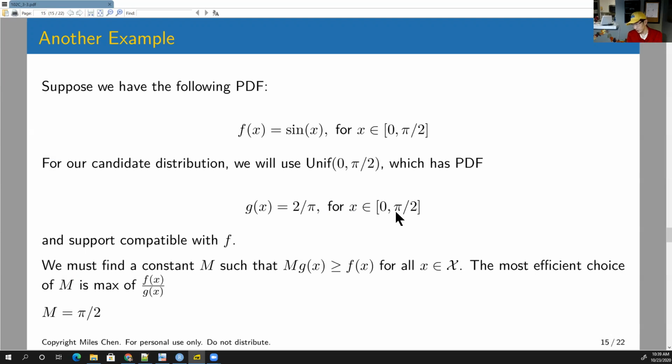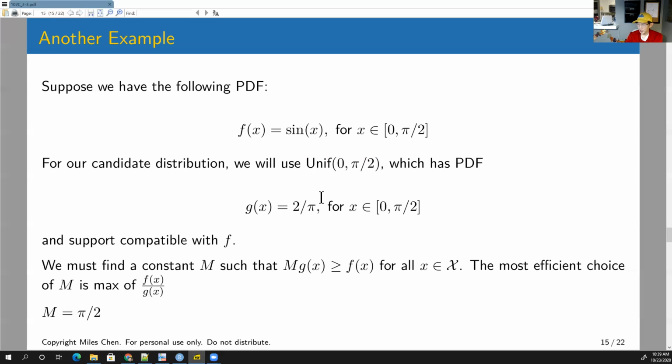Okay, so here's another example. Let's say we want the PDF to be sine of x for x between 0 and pi over 2. This will integrate to 1. Sine of x on the interval 0 to pi over 2 is basically the first 90 degrees of the circle. For a candidate distribution, we'll use the uniform distribution from 0 to pi over 2.